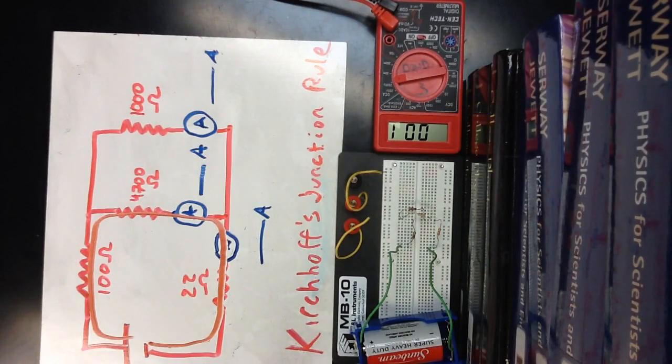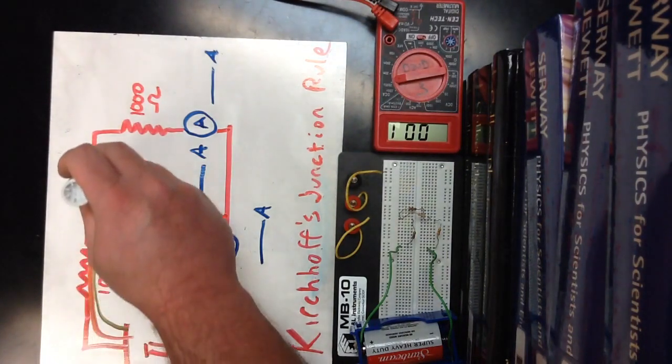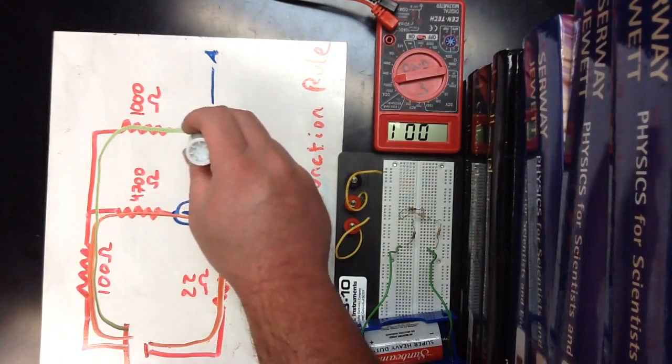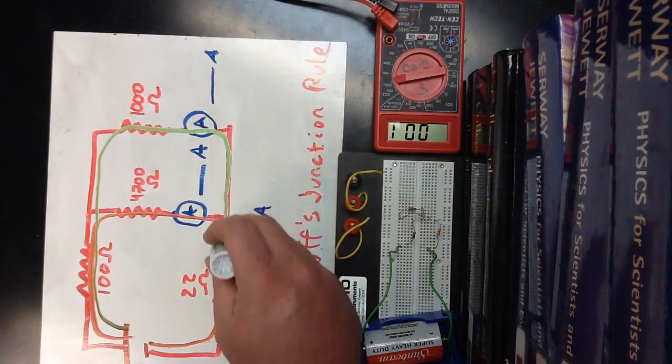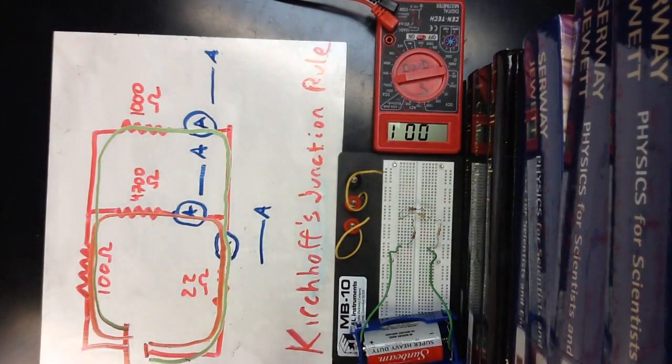However, it could also use that outer branch. Could go through the 100, skip the 4700, go through the 1000 and this meter, then it has to go back through that 22 again before it gets back home. So in a very real sense, the 100 and the 22 are different than the other two resistors. The 4700 and the 1000 are in parallel with each other, but the 100 and the 22 are in series with both of them and each other.